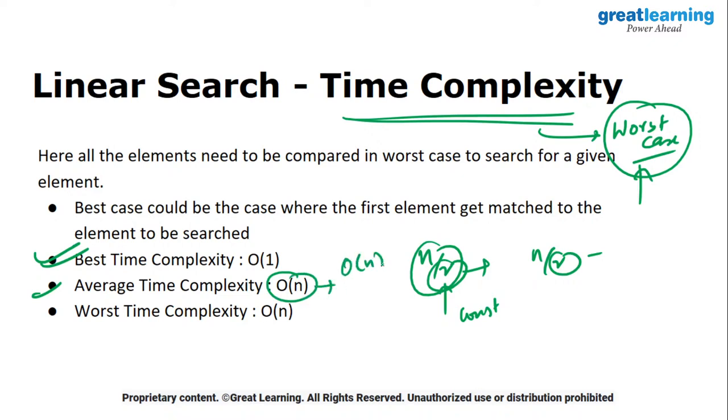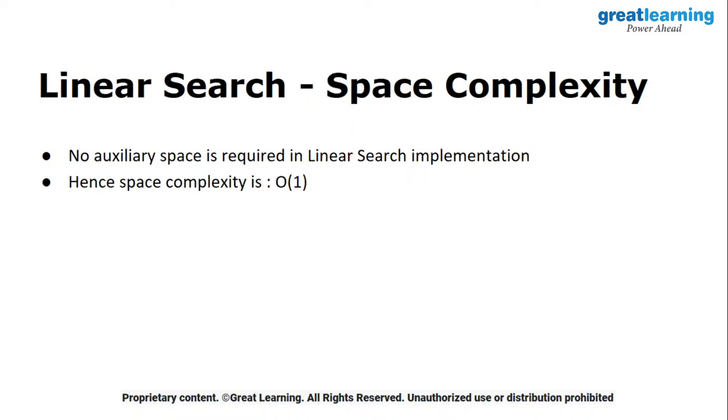The time complexity is still n. And what about the worst case? You talked about how, at the end, you will be finding your element. So this is your worst case. Okay, so now this is all about the linear search time complexity.